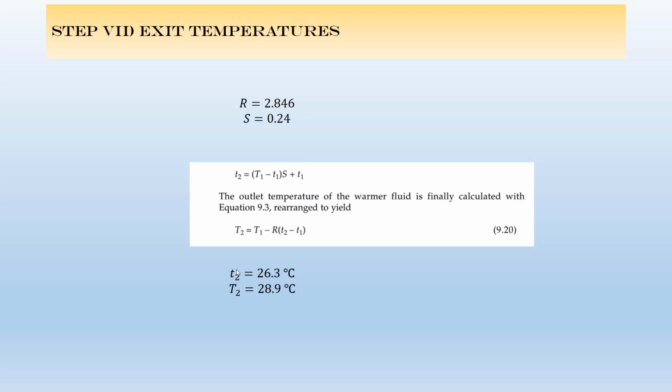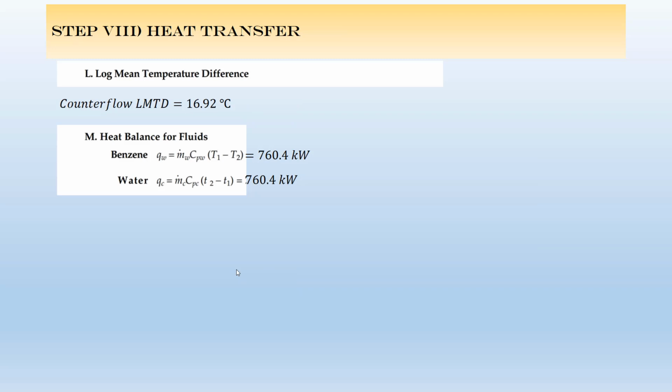Actually, you found the exit temperature, but to design a shell and tube heat exchanger or any other heat exchanger, you need to check some other parameters. They are really important to make sure that your heat exchanger is working in good condition. So one of these parameters you need to check is the heat balance. You need to make sure that the QC equals the QW equals the Q.